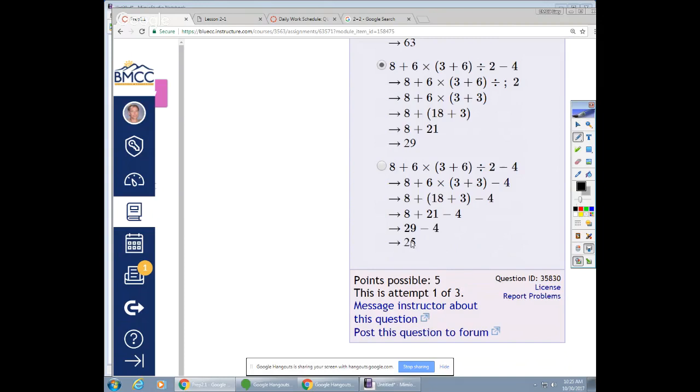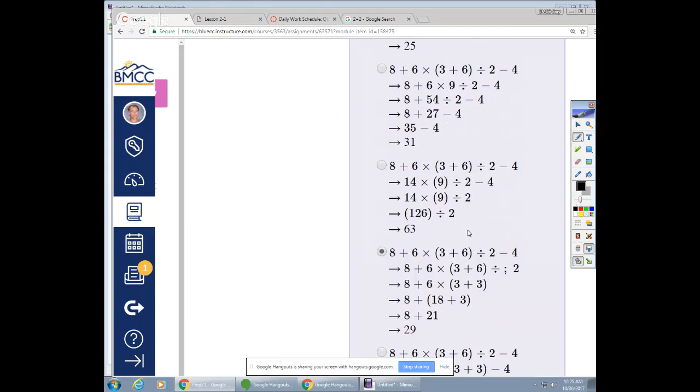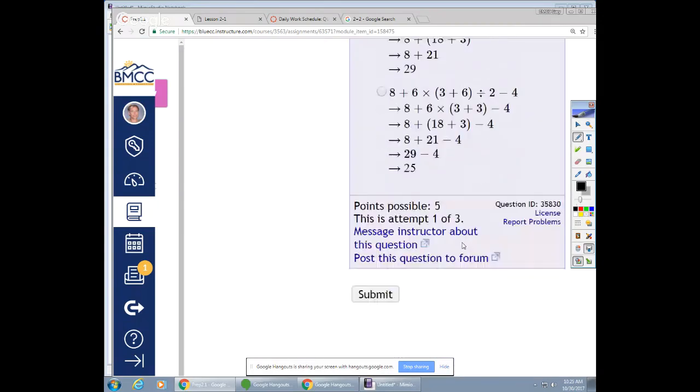So the point of the order of operations is so that we all get the same thing, that we don't disagree on what's the right answer. There's got to be just one answer when you do arithmetic. All right, so I'm going to reload this and let you guys try it without me.